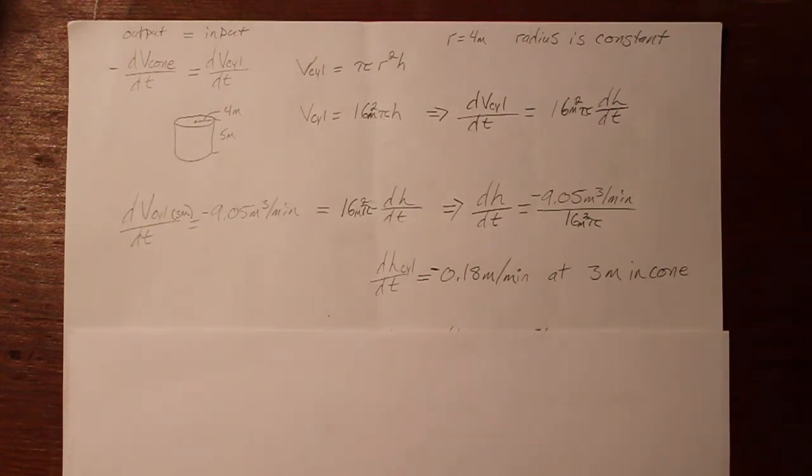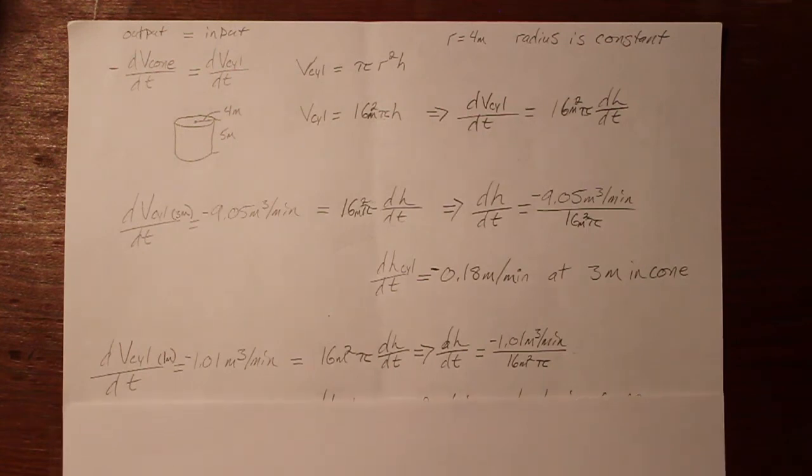Substituting the height at 1 meter and our rate at 1 meter, which is negative 1.01 cubic meters per minute, we get a rate of change of height of water in the cylindrical tank of negative 0.02 meters per minute when the height of the water in the conical tank is 1 meter.